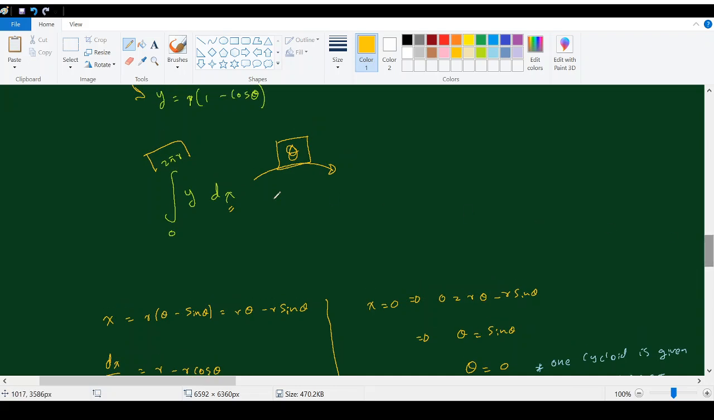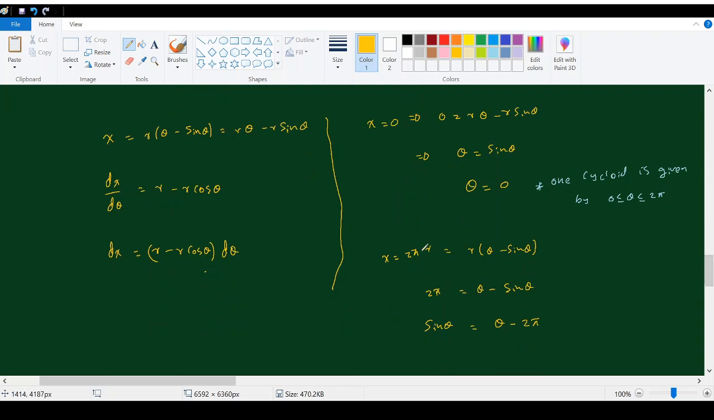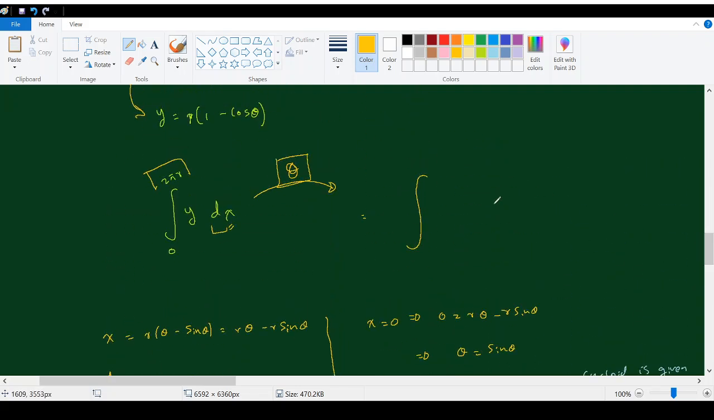So in our original equation, instead of this dx term, we can write down r minus r cos theta times d theta. It's not actually a multiplication, but anyway, we can replace dx with this term. And then how about y? For y we can directly use this one, 1 minus cos theta.